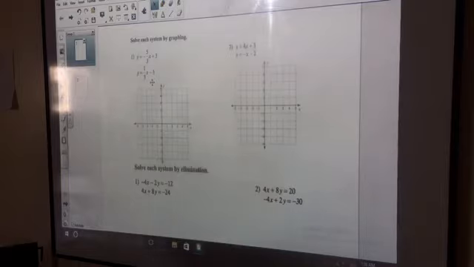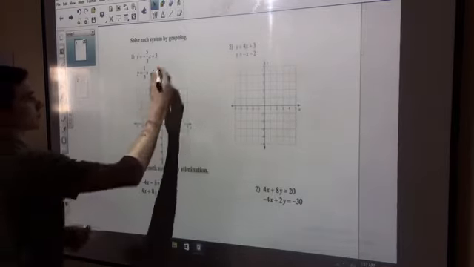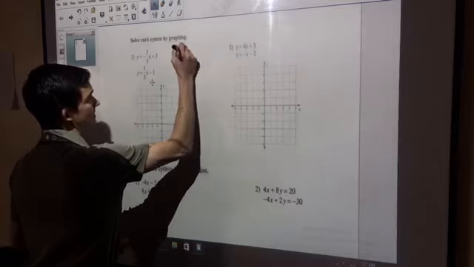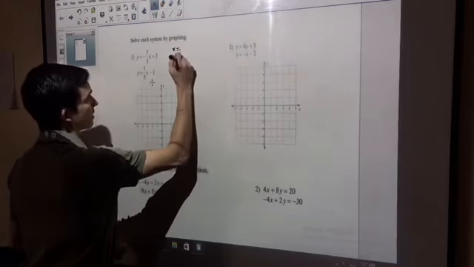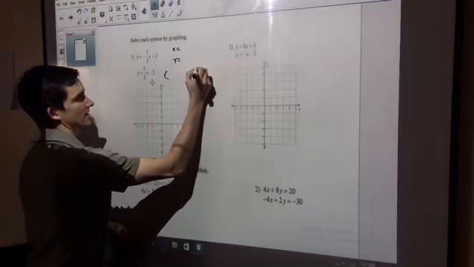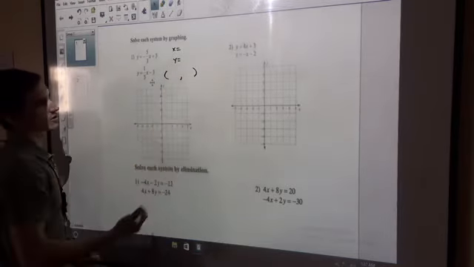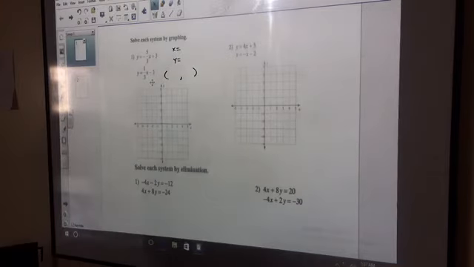So, remember when solving a system of equations, your answer should have both an x and a y, alright? So you need like x equals something, y equals something to be your answer, or you could have it in the context of graphing as a coordinate, where you have your x coordinate and then your y coordinate, alright? So graphing is the easiest way to solve a system of equations.